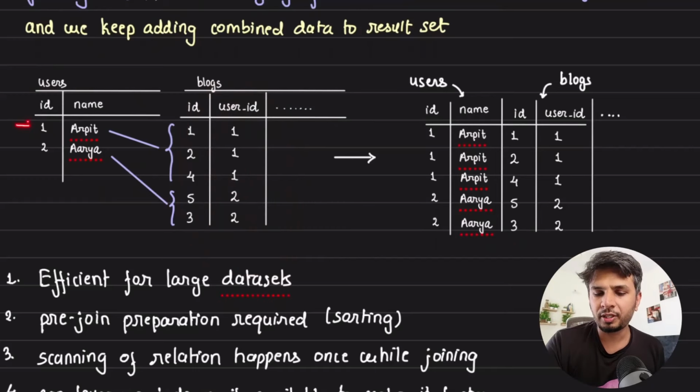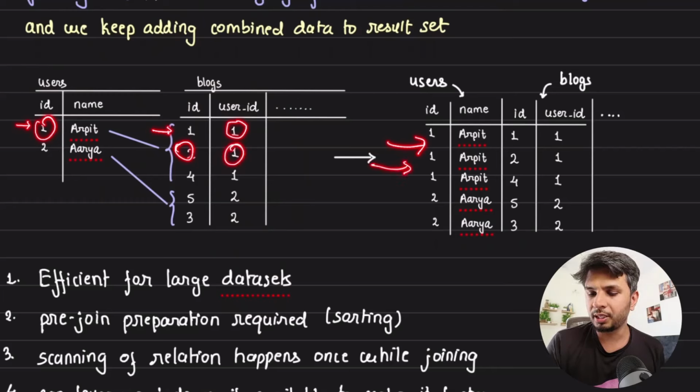I start with the first row from both the tables. I see if the join attribute matches, I would add it over here. Then I would go to the second row, join attribute matches, add it over here. Third row, join attribute matches, add it over here, which means in the result set. But when I go to the next row, I figure out that the join attribute doesn't match.